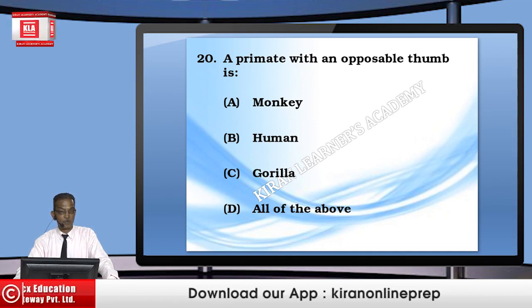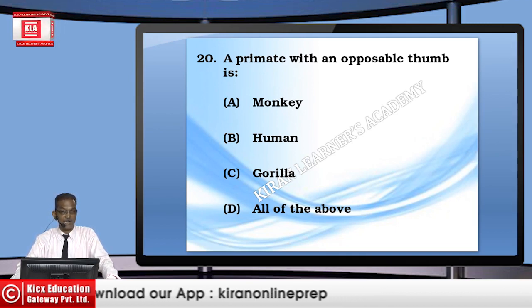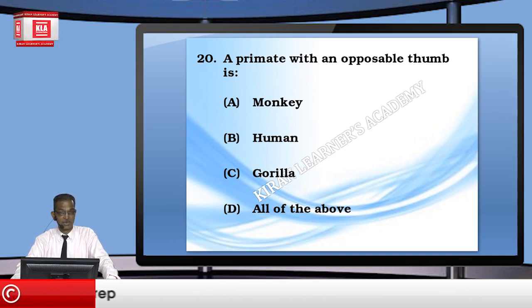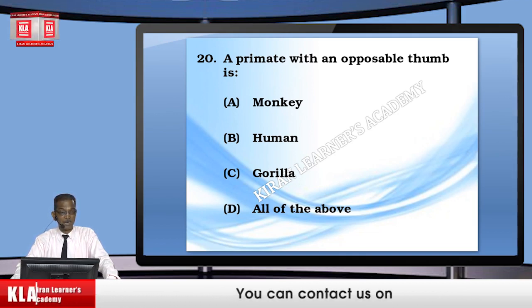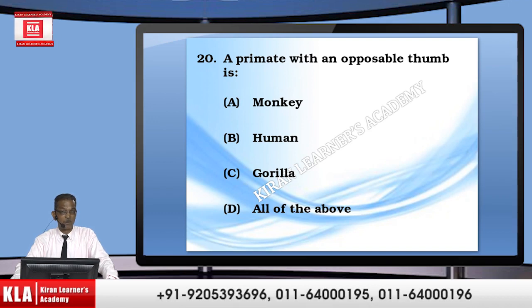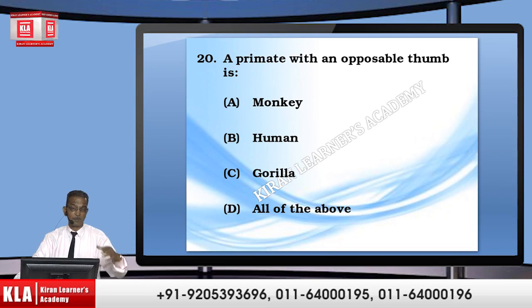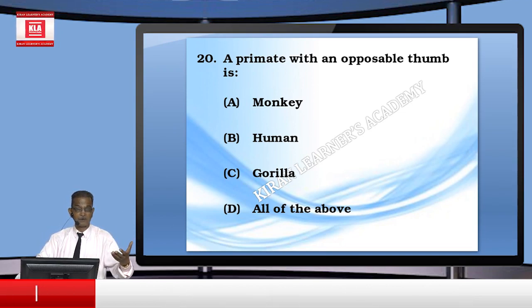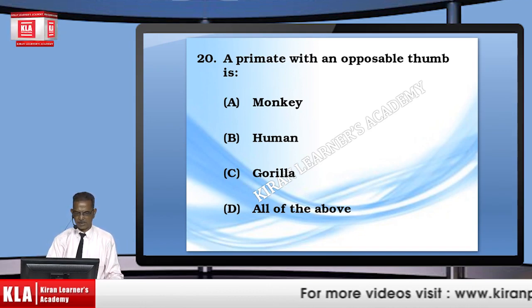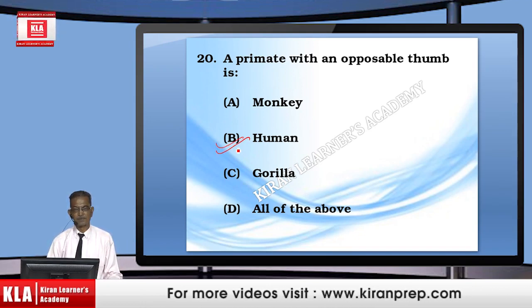Because they don't have the opposable thumb. Humans are the most advanced among the primates and mammals because of the presence of the opposable thumb. That is one of the characteristics, along with mental ability and the ability to speak. So the opposable thumb is the characteristic of humans, none of the other primates. Next.